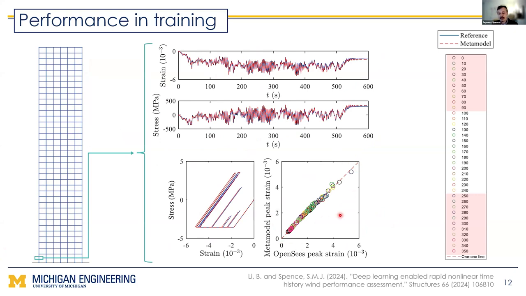And again, here looking at all samples used in training, looking at the predicted peak absolute value of strain. Horizontal axis is high fidelity model, vertical is the surrogate. So you're getting really good prediction. All right, this is in training.